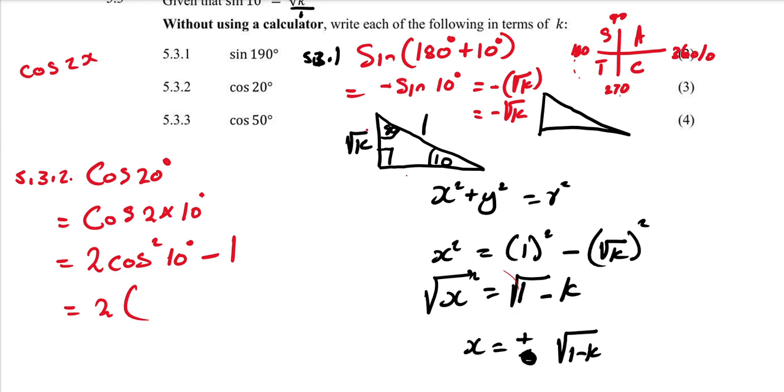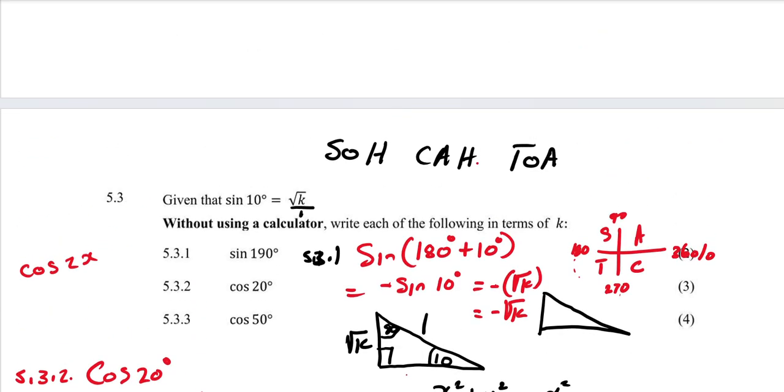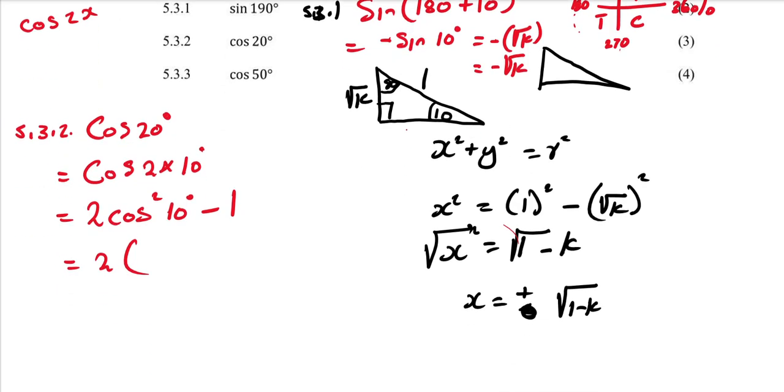So we know that on SOHCAHTOA, let's go and see our SOHCAHTOA. Our SOHCAHTOA says adjacent over hypotenuse. Our adjacent is what? Is this side here. And our hypotenuse is 1. So this side here we said it is what? It is root 1 minus k. This is the answer. And then we're going to say what?